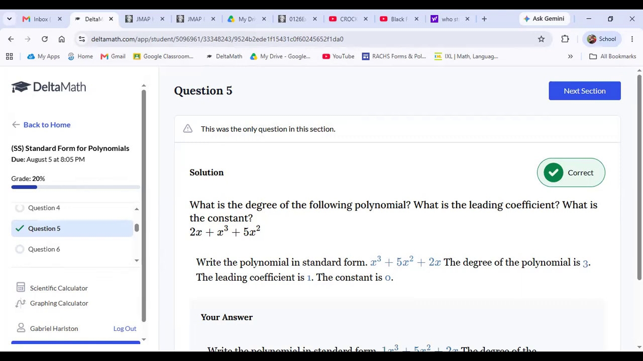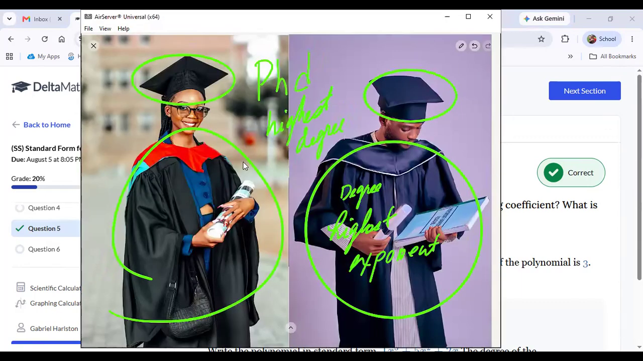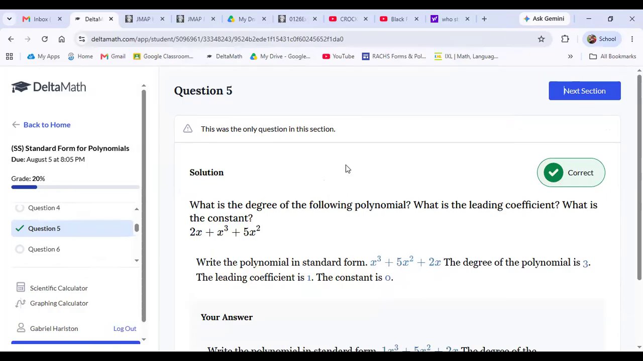So let me go back. Degree just means the highest exponent that the polynomial has. And the reason I'm using this image is these two have just gotten their PhD, which is the highest degree that you can obtain in the US. So we use that idea: degree, highest exponent, highest degree. Now, after that, the coefficient of the term with the highest exponent is the leading coefficient. And then the constant will always be a number and it will always be last.